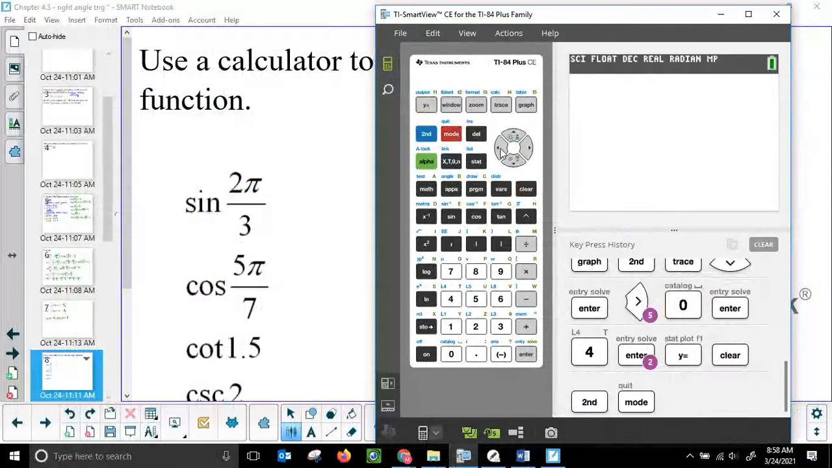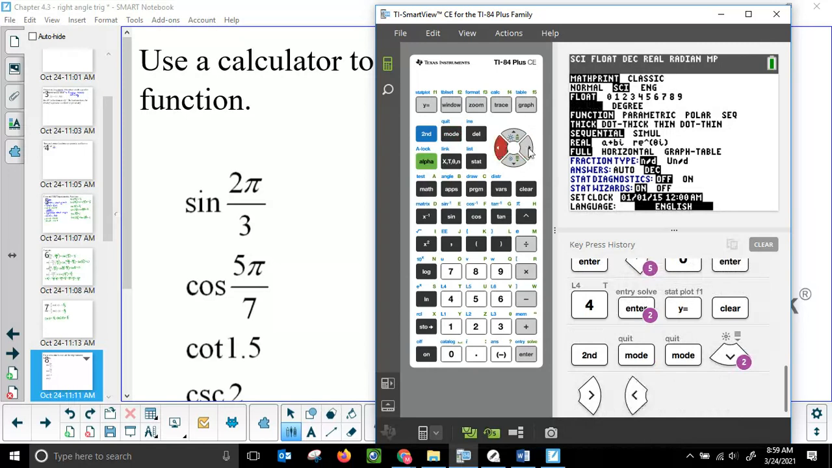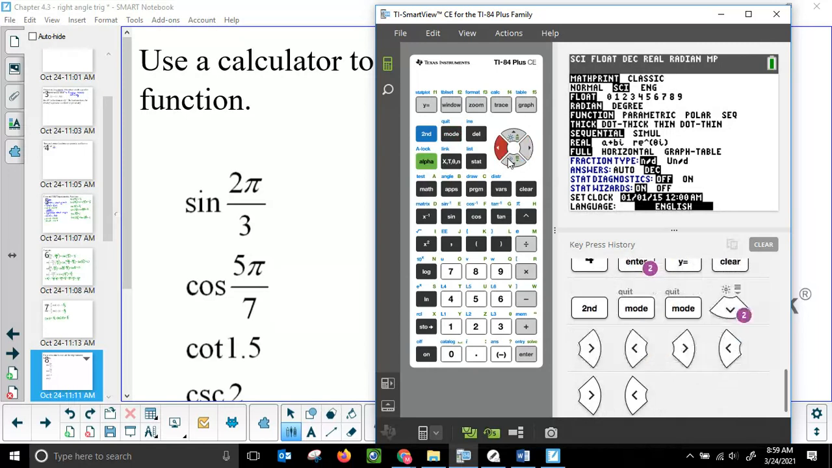All right, now we do have to be very careful, okay? Just like we talked about how angles can be in degree or radian, our calculator can look at degree or radian. See down here under mode, where you can bounce back and forth between degree and radian mode. That's very, very important.